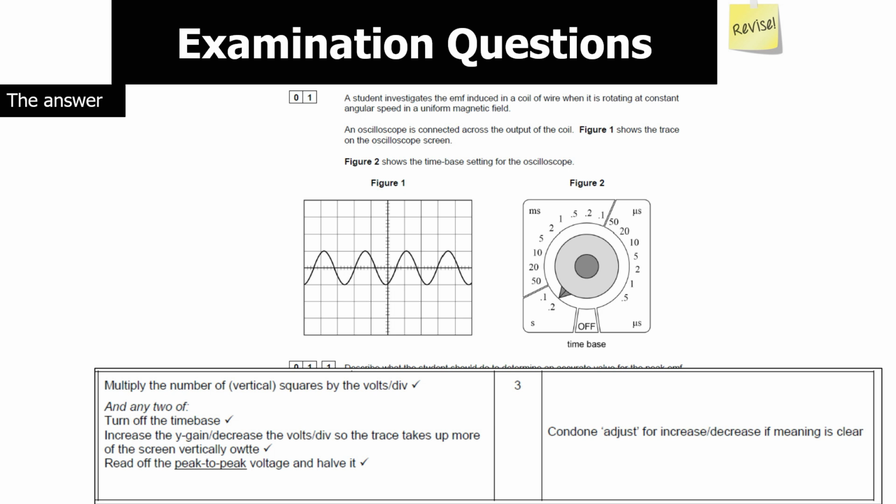So as a result, the largest value possible is not the peak voltage, but in fact it's the peak to peak voltage, the value from the top of the line to the bottom of the line. So you'd work out your peak to peak voltage and then divide by 2 to get that most accurate value.